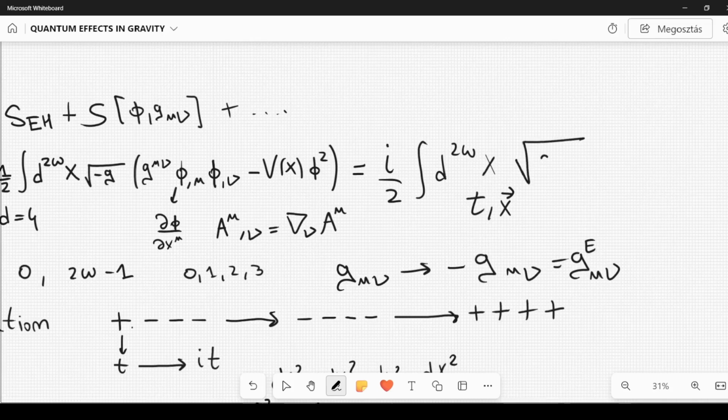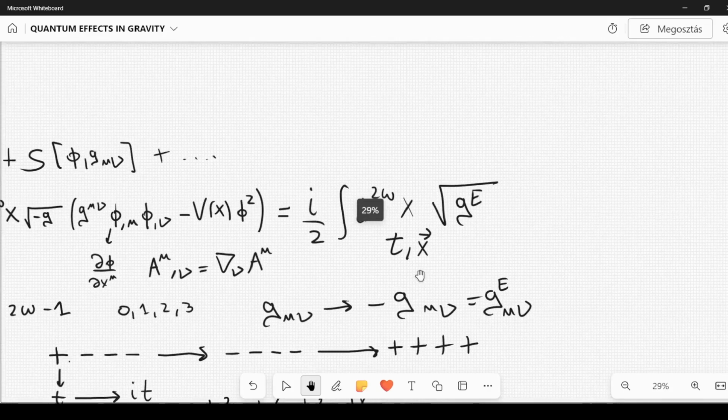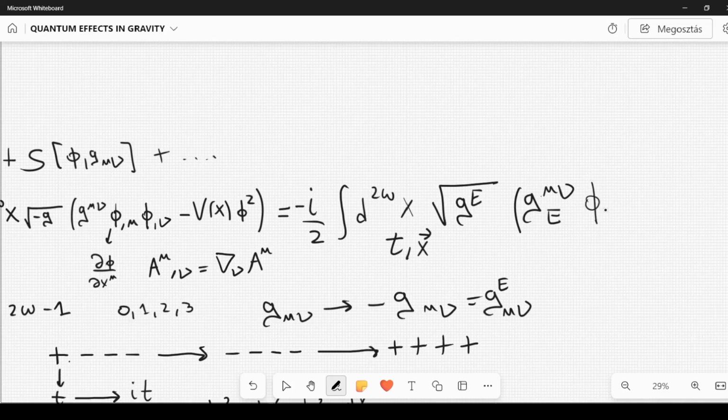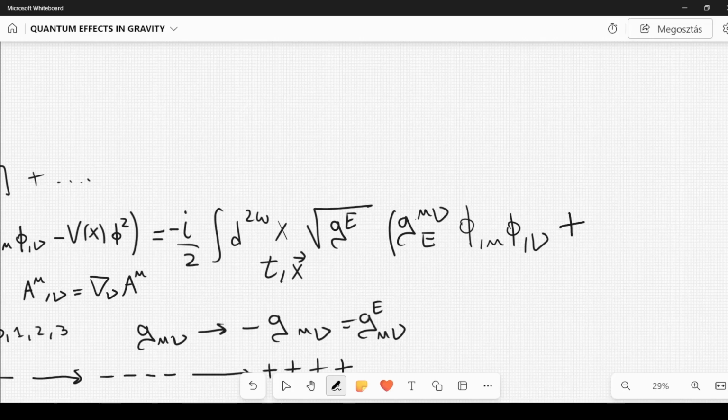Then we have the square root of g_E, the determinant of the Euclidean metric. We call this the Euclidean metric. And then we get a minus g^{μν}_E, and we can put the minus here, so here we have upper indices, φ_{,μ} φ_{,ν}. Then here we get a plus because we have factored out a minus, so we change the sign, V(x) φ squared, like this.